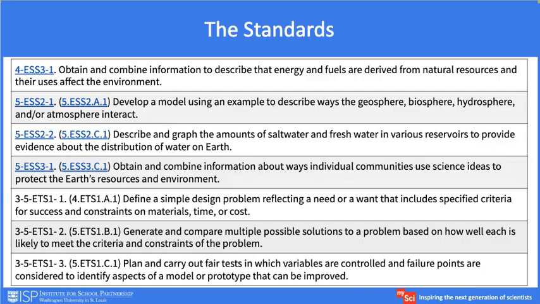This unit covers 1/4 and several 5th grade earth science standards about Earth's natural resources, the ways that humans use natural resources, human impacts on Earth systems, and how humans can change behaviors to reduce impacts on the environment. This unit also covers several 3rd through 5th grade engineering standards about defining a design problem, generating solutions to the problem, and carrying out fair testing of a prototype design.